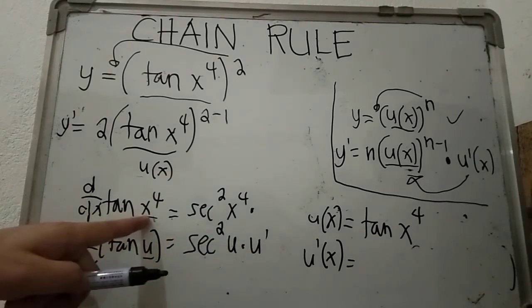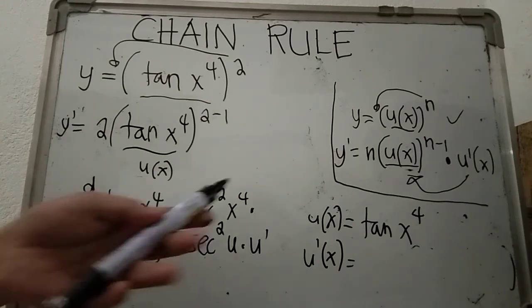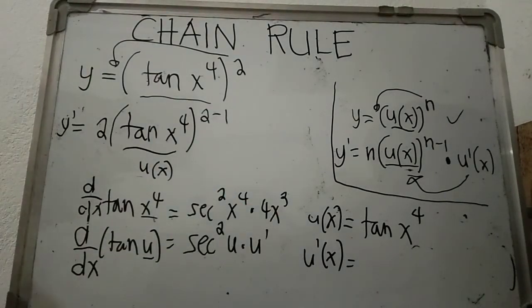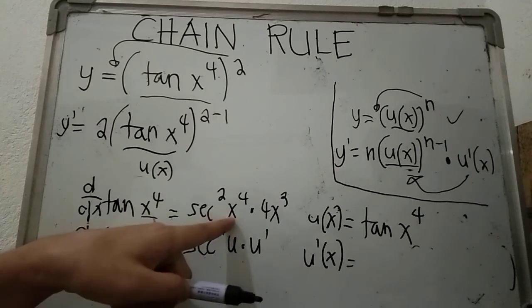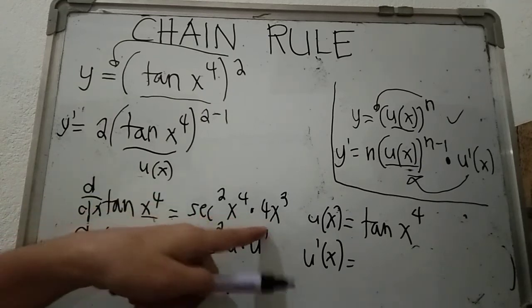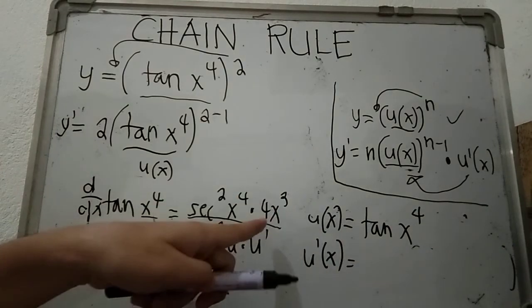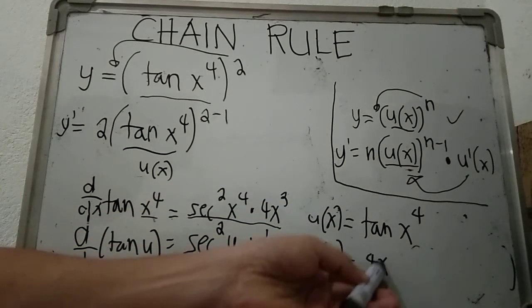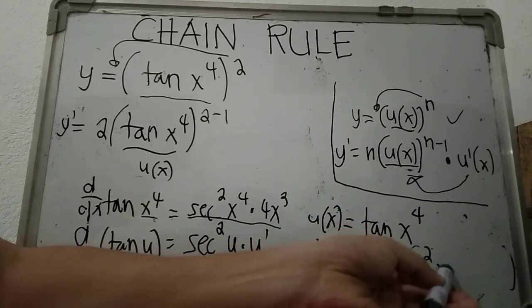Again, what is your u? X to the 4th. According to power rule, we are going to find the derivative of x to the 4 as 4x cubed. So in short, the derivative of tan x to the 4th is just equal to secant squared. What is your u? That's x to the 4th times the derivative of your u, which is 4x cubed. This is now our derivative for the tan. Copy that here. So we have following or copying first the simple function 4x cubed, and then will be followed by the complicated function secant squared x to the 4th.